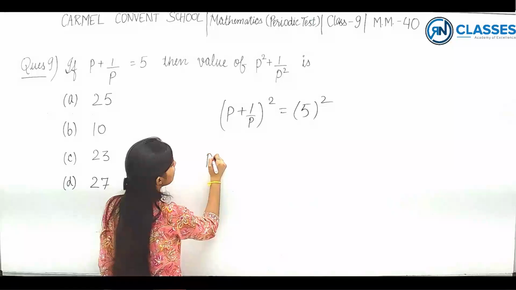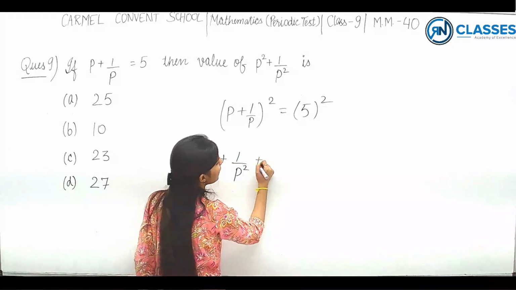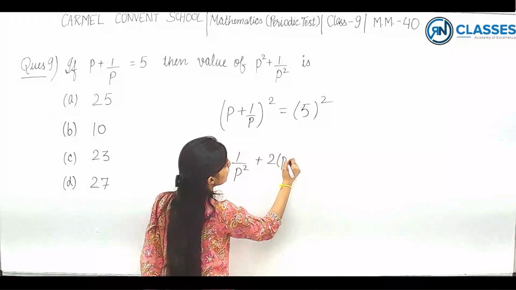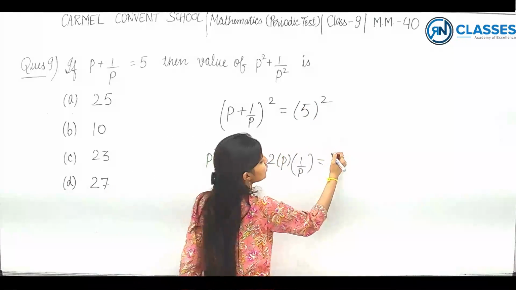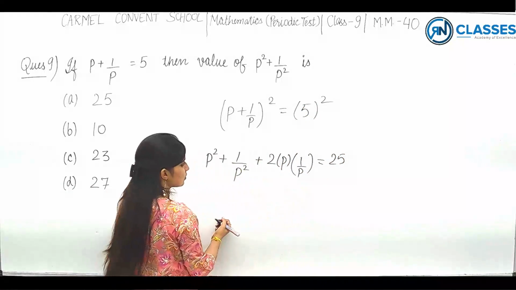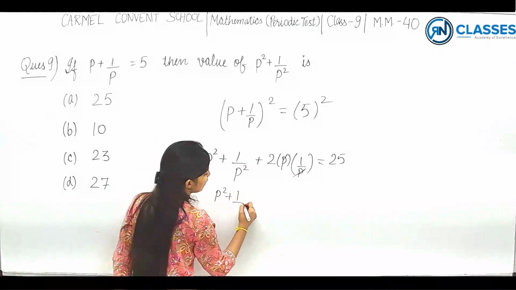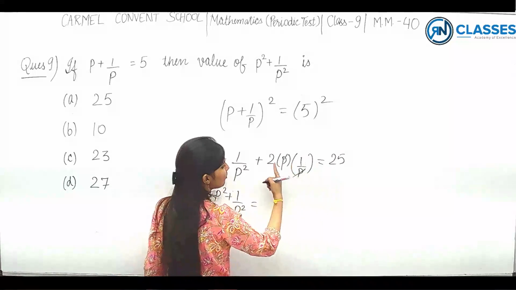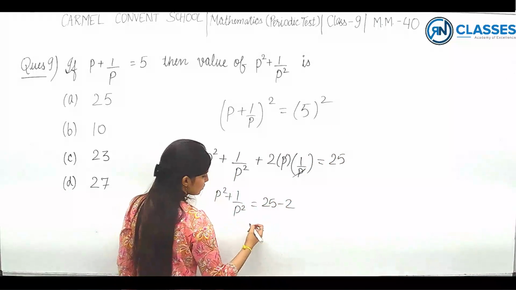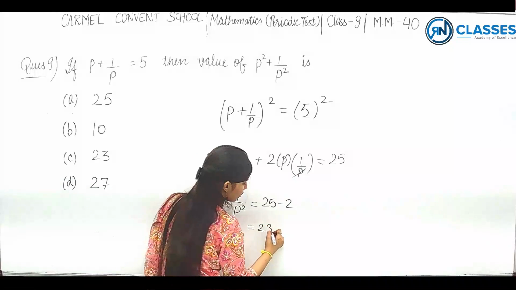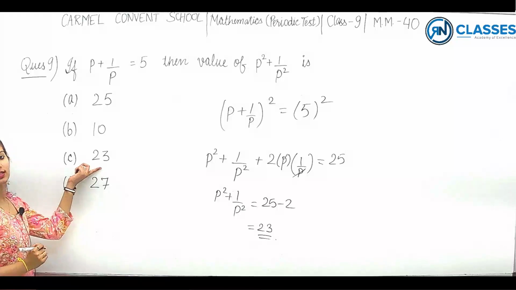So this becomes t square plus 1 upon t square plus 2 into t into 1 upon t. This is equal to 5 square, that is 25. So t and t cancel. What do we get? t square plus 1 upon t square is equal to 25 minus 2. So t square plus 1 upon t square is 23. So the correct answer is option C.